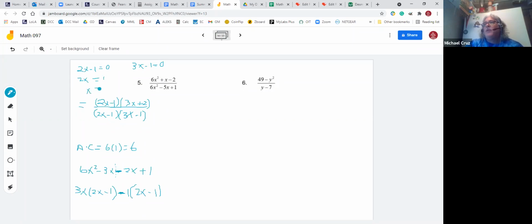So x can't be equal to 1/2. Can't be equal to 1/2. And then it's also going to be 1/3, if you solve that. It's 1/3. So there's the two values that it can't be. If you put those in there for either one, you'll get a 0. And then here's the simplified version here.